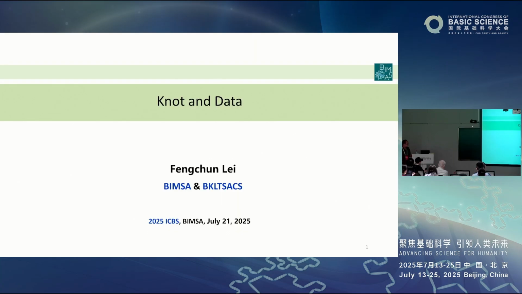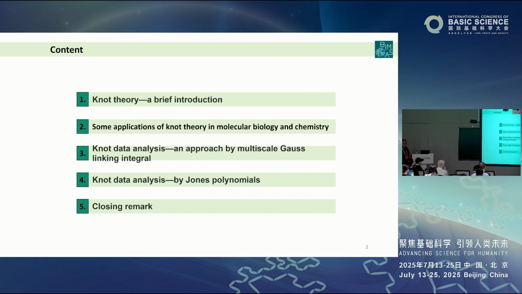I'm Fengchun from Dimsa. Today I'm going to talk about knot and data, and I will introduce a new method called knot data analysis. So here is the contents of my talk.